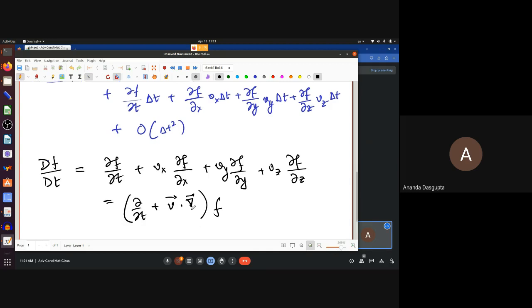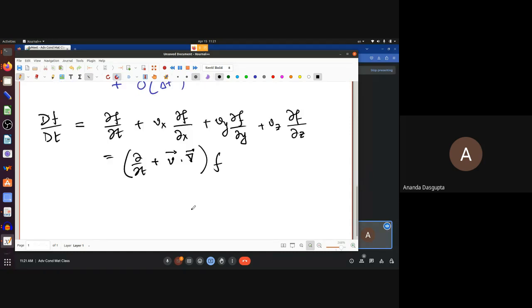In particular, the acceleration term for a point particle moving in a fluid would look something like m dv vector dt, and that will be m times del v del t plus v dot grad v.